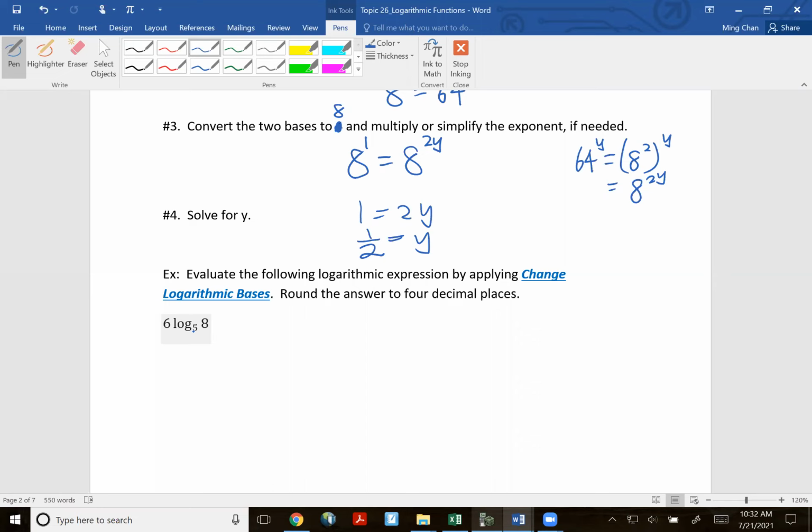All right. I normally prefer, if I don't see an e anywhere, I just use base 10 for logarithm.